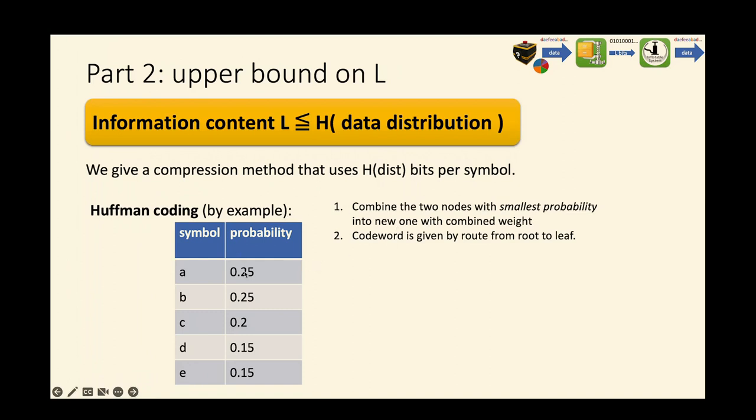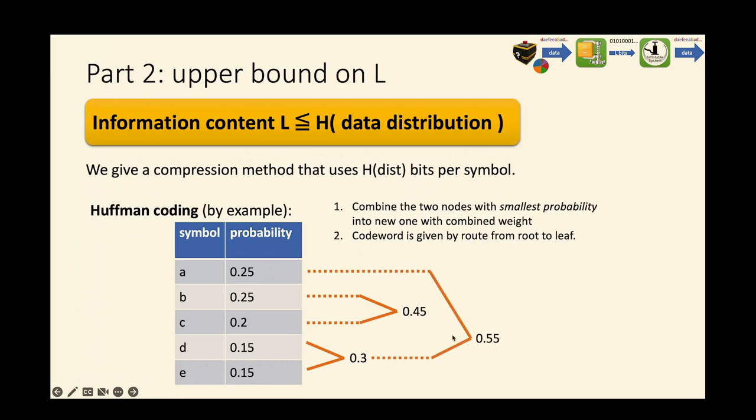So here's what you do. Given a probability distribution, combine the two nodes with the smallest probability into a new one with the combined weight. Here I've already ordered them by probabilities. So you start with these last two, and you combine them into a new node that has the sum of these two probabilities. Then you just keep on doing this. You now have 0.3, 0.2, 0.25, and 0.25, so you take the smallest of the remaining ones, for instance these two. Here you have a choice, but if you have a choice, it doesn't matter what you do. You can pick any of them. And you combine these two into a new node, now 0.45. So what remains is 0.25, 0.45, and 0.3.